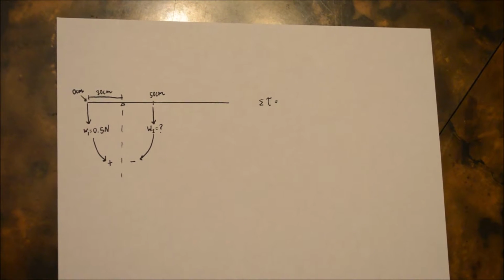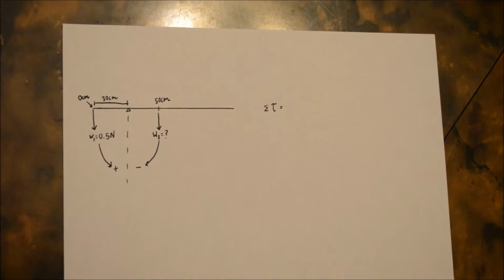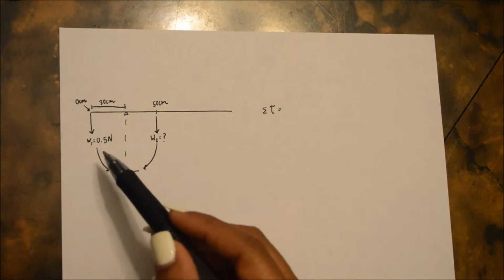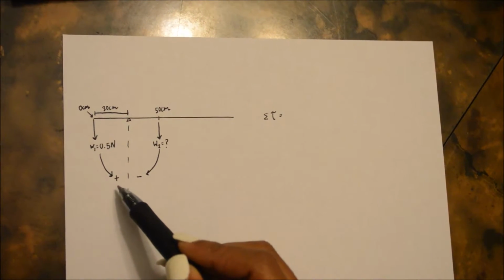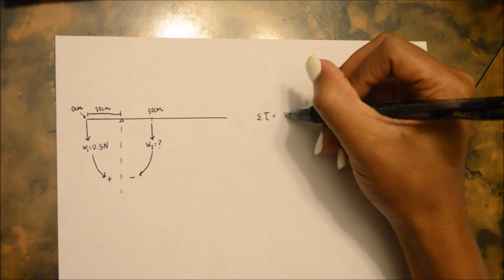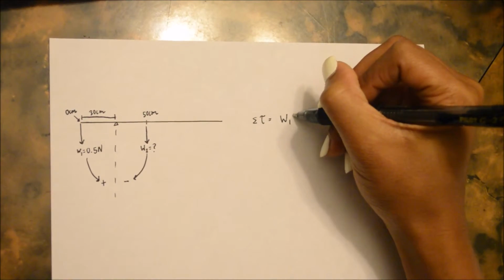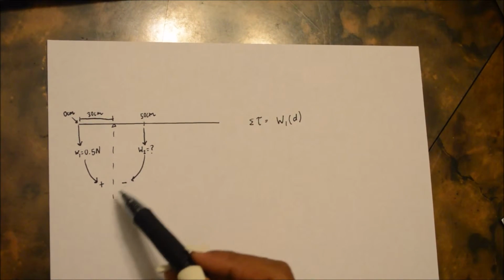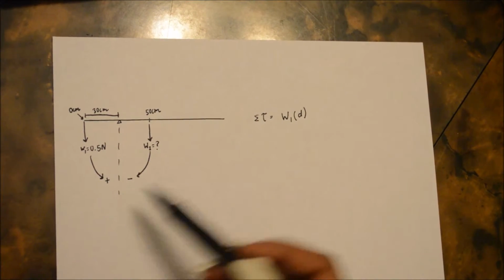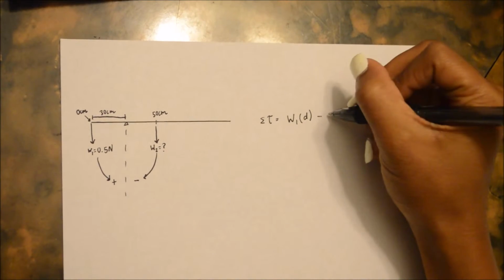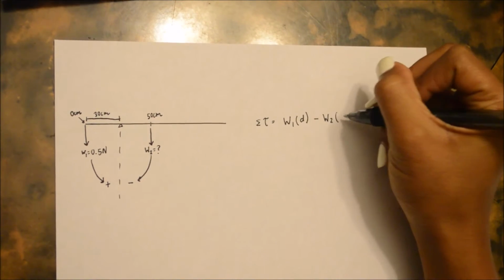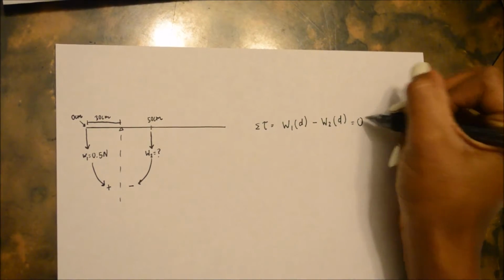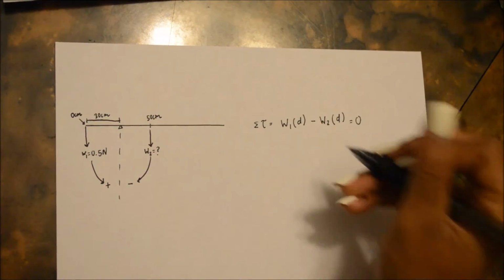So when we solve an equilibrium problem, we're finding the sum of the torques, so we add all the torques together. Because weight 1 is rotating counterclockwise, it will be considered positive. So we multiply weight 1 by the distance from the fulcrum. Now weight 2 is rotating clockwise around the fulcrum, which makes it negative. Therefore, we subtract weight 2 multiplied by its distance from the fulcrum. Equal that to 0.